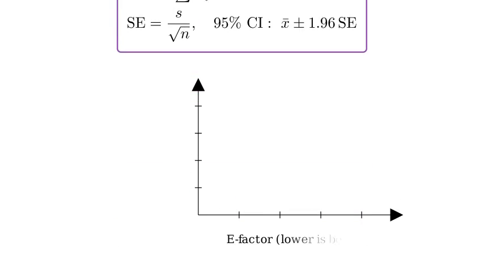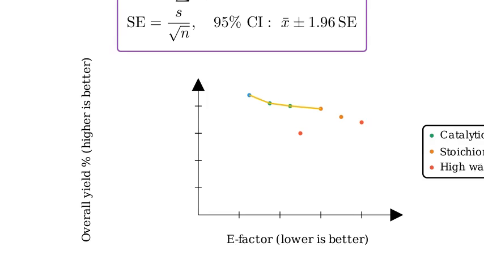A Pareto plot helps us see trade-offs. Along the horizontal axis is E factor, lower is better. On the vertical axis is overall yield, higher is better. Points toward the upper left are most desirable. The connected line shows an approximate Pareto frontier of non-dominated routes.